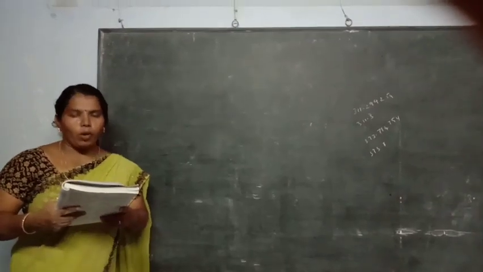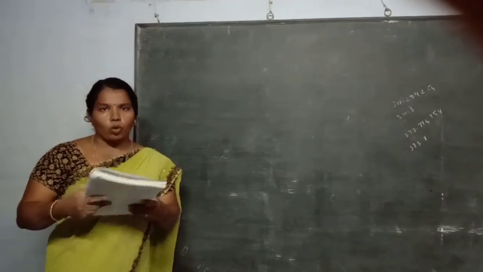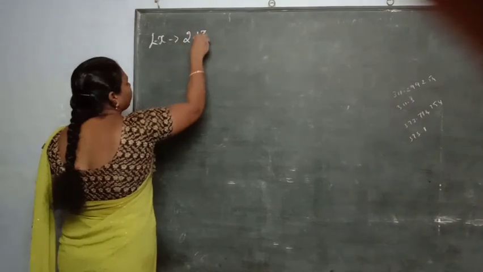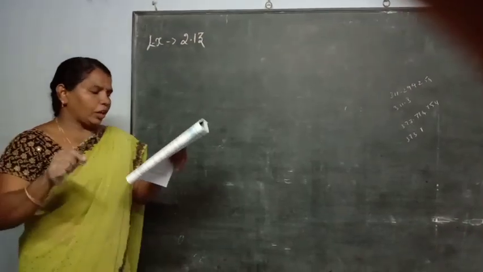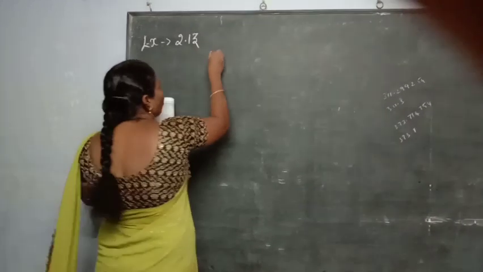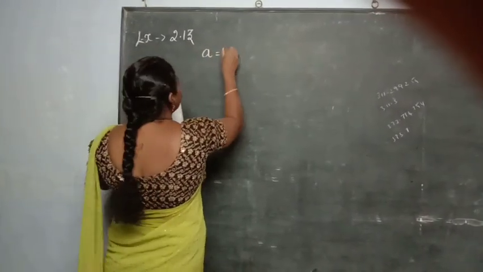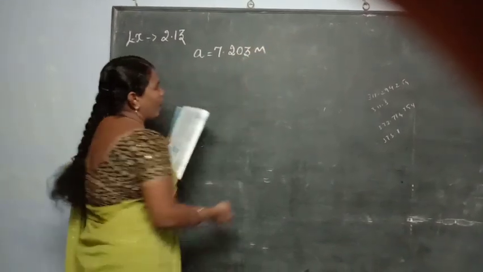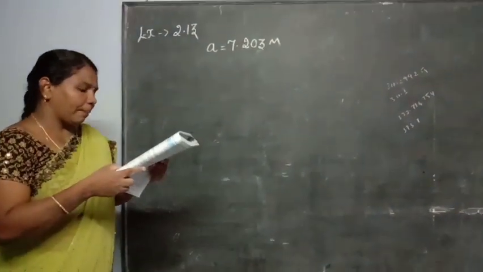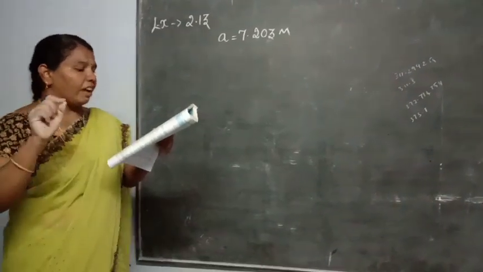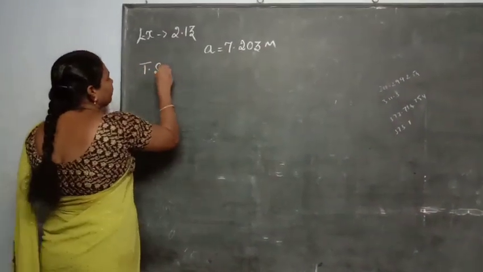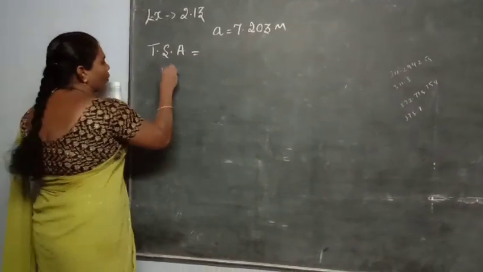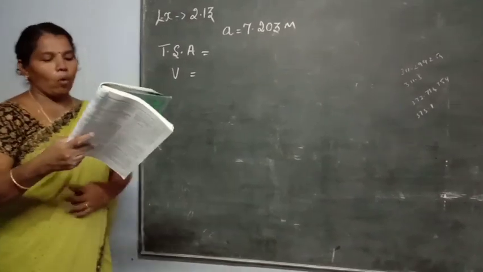See, take your book, page number 30. What is the example sum? 2.13. See, the example sum is 2.13. So what are they giving? See here, each side of a cube is measured, that is, the cube side is given. What is that cube side? 7.203 meter. Okay, they are giving this value as 7.203 meter. You need to find the total surface area, and also you need to find the volume of the cube.